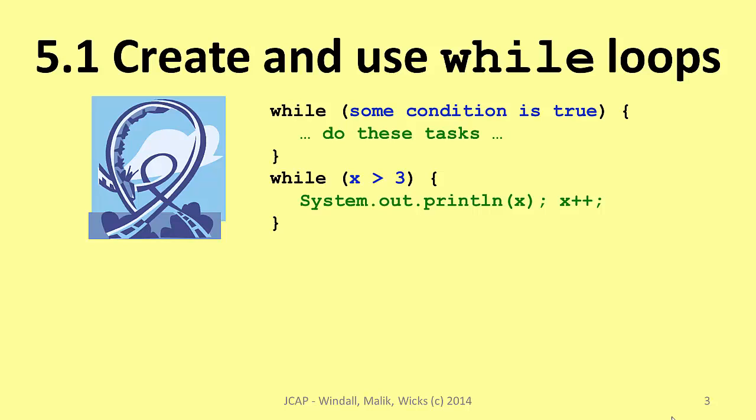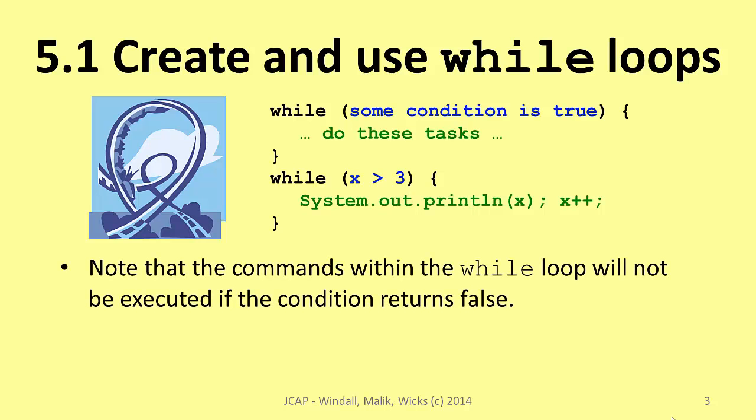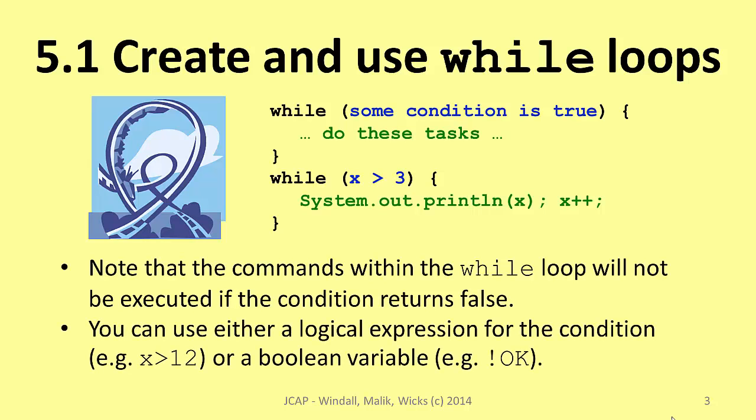But what happens if x starts out as bigger than 3, supposing it started out as 4? Note that the commands within the while loop will not be executed if the condition returns false. So if we started with x equals 4, it would never see that System.out.println. You can use any logical expression for a condition, so you can use things like x greater than 12, or you can use a Boolean variable. So, for example, while not OK.